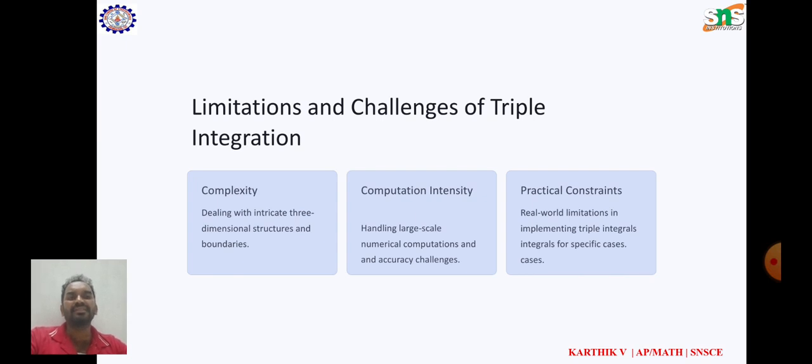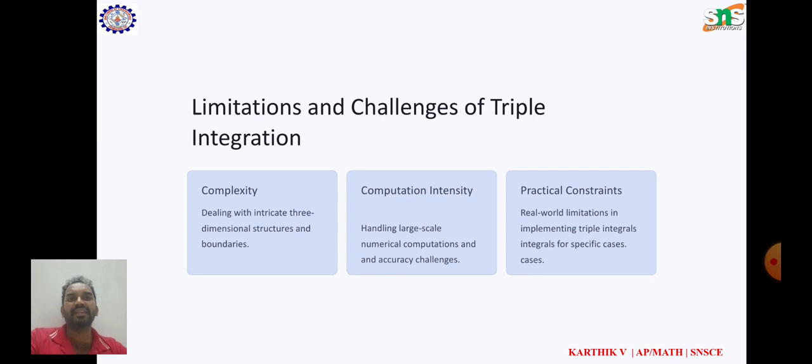Limitations and challenges of integration. First one, complexity. Triple integration can become extremely complex, especially when dealing with irregularly shaped regions or functions. Second one, computational resources. Computing triple integrals, particularly for complicated functions or regions, can be computationally intensive. Third one, choice of coordinates. Selecting the appropriate coordinate system for triple integration is crucial.